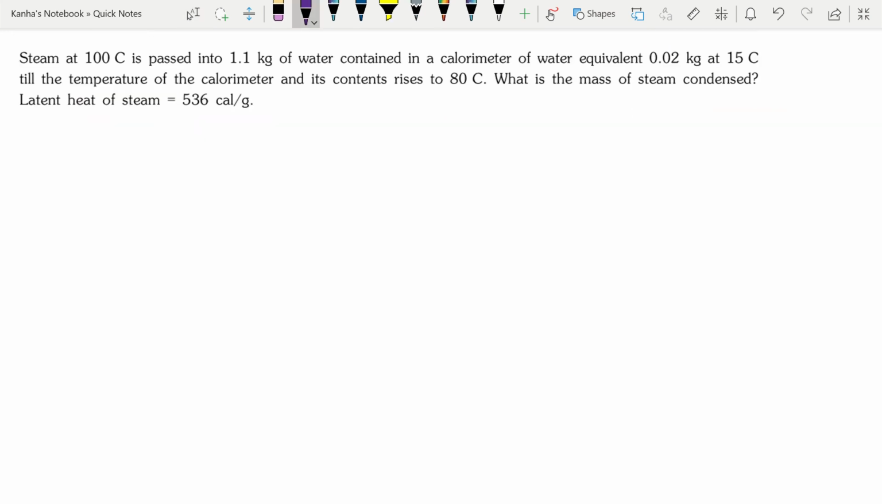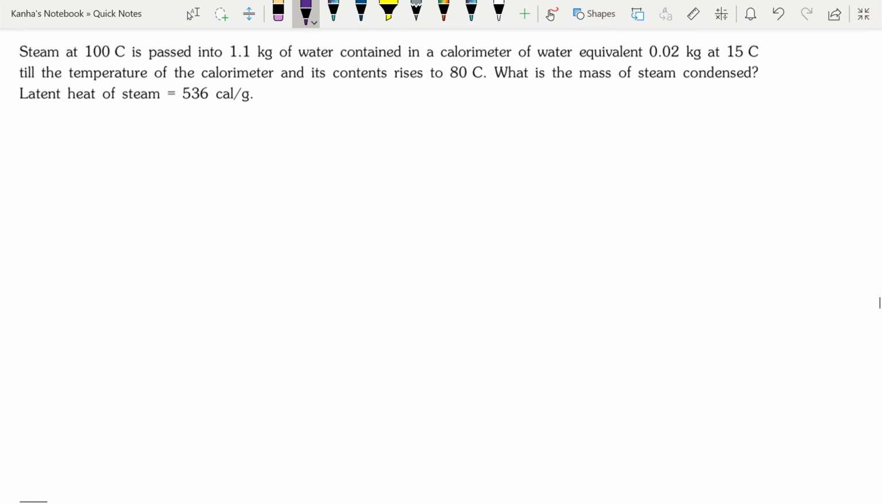Let's look at another question. Steam at 100 degrees Celsius is passed into 1.1 kg of water contained in a calorimeter of water equivalent 0.02 kg at 15 degrees Celsius till the temperature of the calorimeter and its contents rises to 80 degrees Celsius. What is the mass of the steam condensed, when you're given the latent heat of steam as 536 calorie per gram? Now, how do you approach this question?